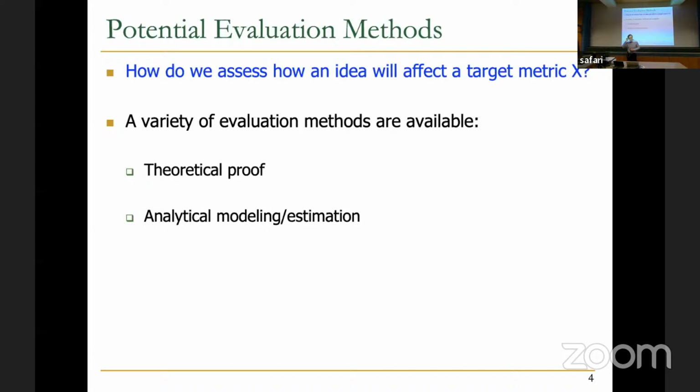You can do analytical modeling and estimation. You can build an analytical model, let's say an equation, and then you can basically say performance is, for example, a function of cache miss rate, and then the other cache miss rate, memory latency. You can basically have a linear model, for example. That could be an analytical model, right?